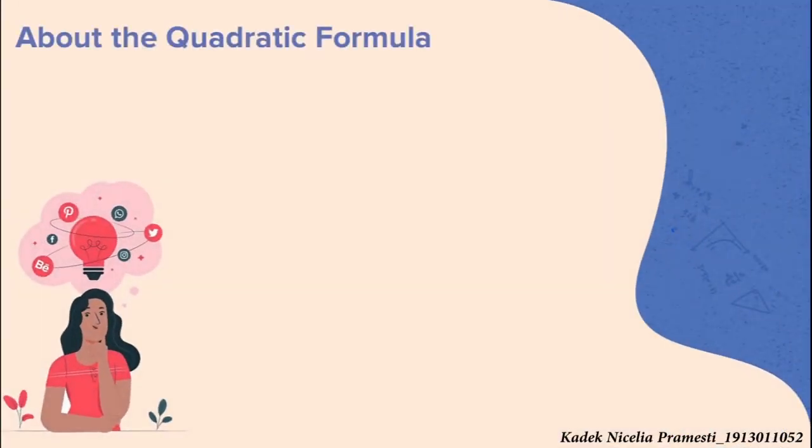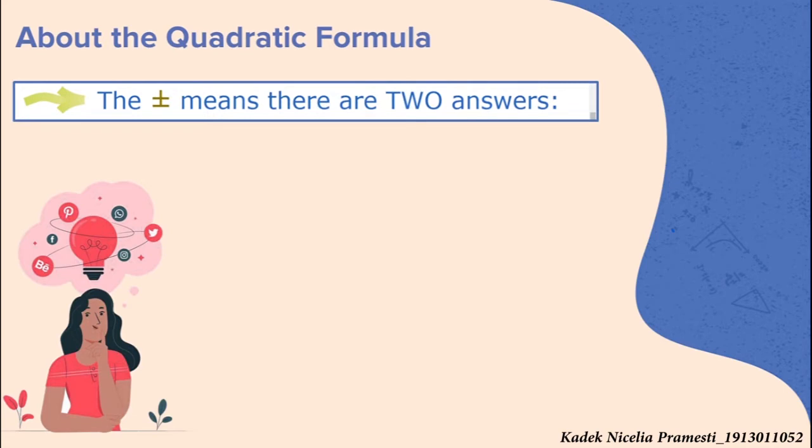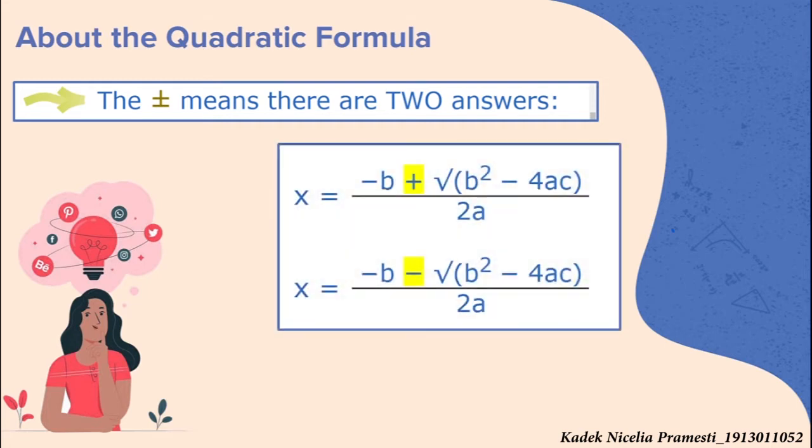Okay, about the quadratic formula. The plus or minus means there are two answers. Like this: x equals minus b plus root of b squared minus 4ac over 2a, or x equals minus b minus root of b squared minus 4ac over 2a.